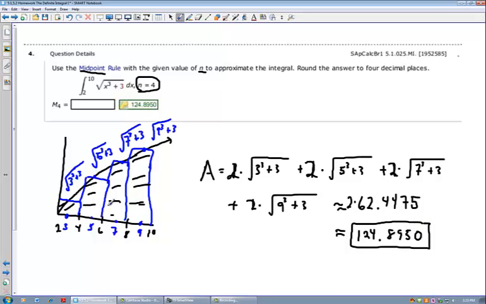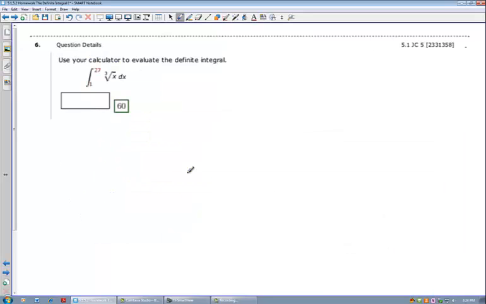All right, so understand the idea. You're simply adding up areas of rectangles. And if you draw the picture and are careful, you should not make too many mistakes. But you have to draw the picture to do this. The last example we're going to do from your homework is number 6. And this one's actually pretty simple if you put it in correctly.